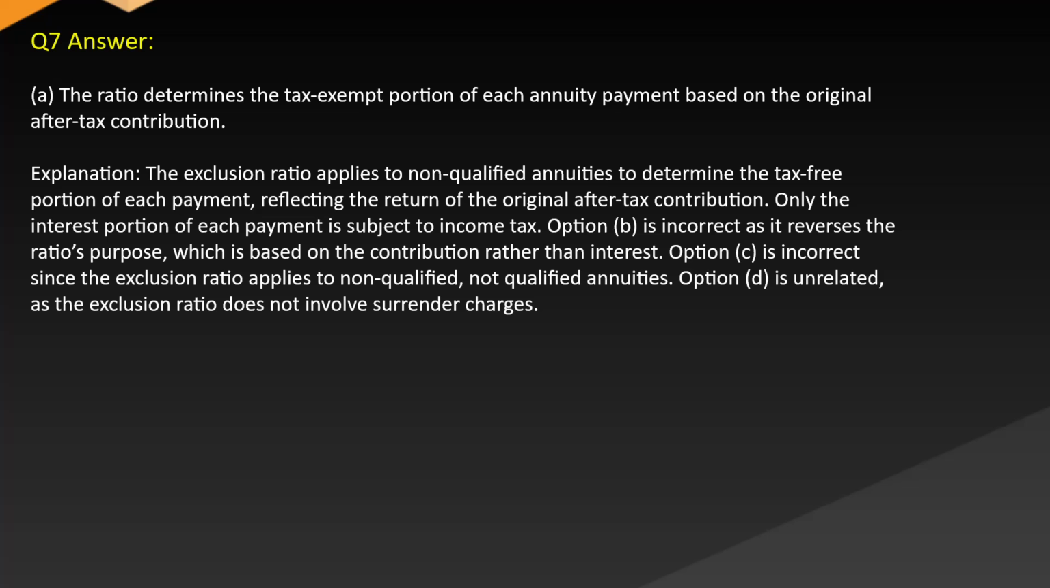Option B is incorrect as it reverses the ratio's purpose, which is based on the contribution rather than interest. Option C is incorrect since the exclusion ratio applies to non-qualified, not qualified annuities. Option D is unrelated as the exclusion ratio does not involve surrender charges.